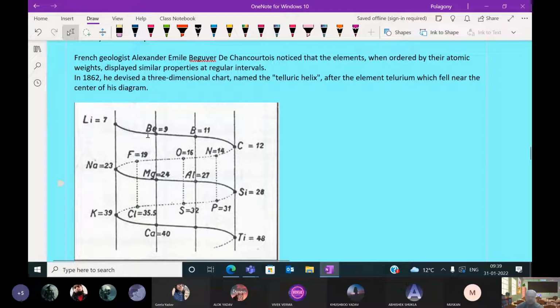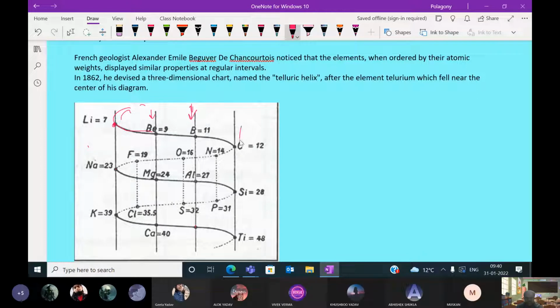When he started arranging the elements lithium, beryllium, boron, carbon, nitrogen, oxygen, fluorine, sodium in the form of a spiral arrangement, like this, on the sides he got lithium, sodium, potassium, elements having similar properties on the same line. Next to that line he got beryllium, magnesium, calcium, and then boron, aluminium, elements having the same properties.